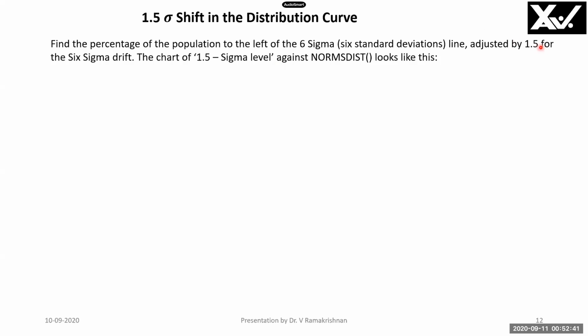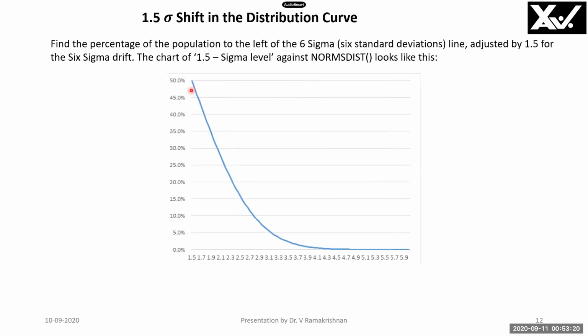Adjusted by 1.5 because sigma is 1. In the standard distribution curve, sigma is 1. So for 6 sigma drift, what we do is we are adjusting the curve by shifting it by 1.5. The chart of 1.5 minus sigma level against NORM.S.DIST looks like this. We will not see about it. The chart of 1.5 minus 6 sigma level against, right? This is the area. So this is the area, right?